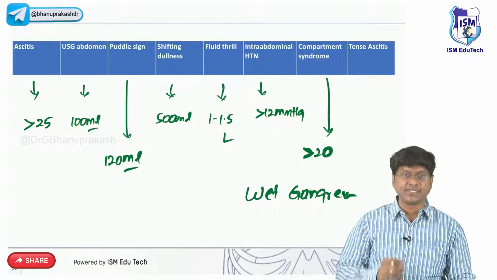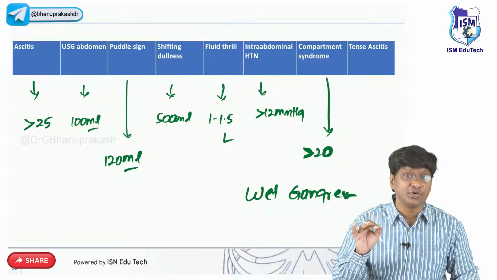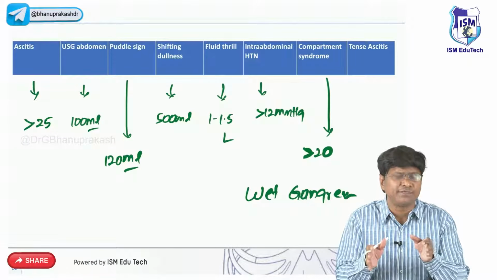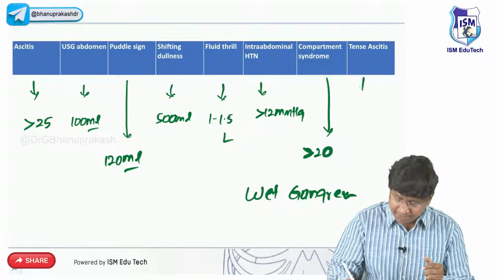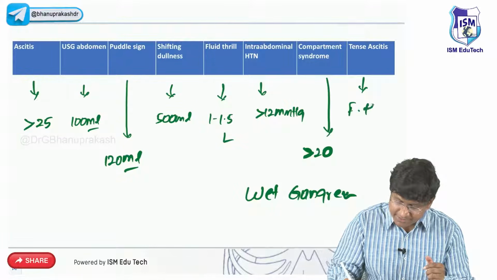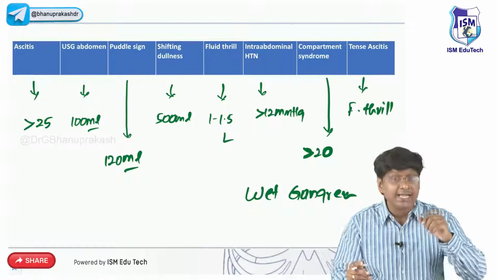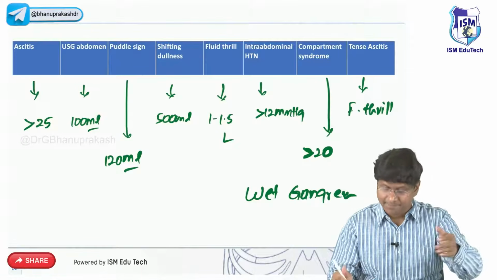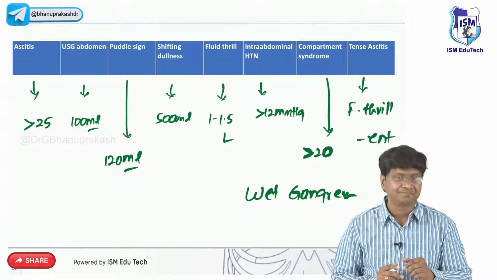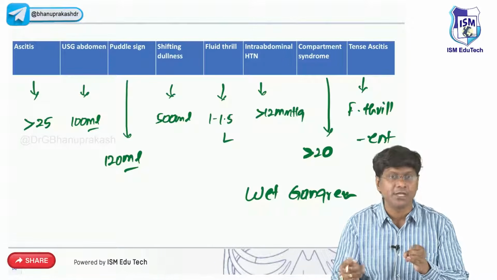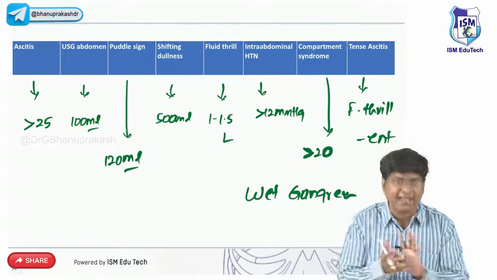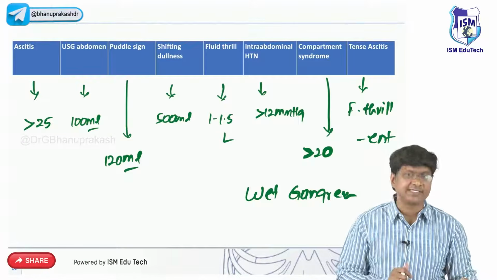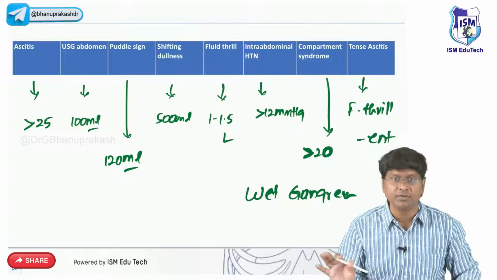Next, tense ascites. When do we use the terminology tense ascites? When the quantity of fluid in the peritoneal cavity is huge, more than 1.5 liters, and the fluid thrill is also absent. Why? Because the fluid accumulated in the peritoneal cavity is jam-packed. That is causing the tense ascites, and that is the reason why the fluid thrill will be absent.